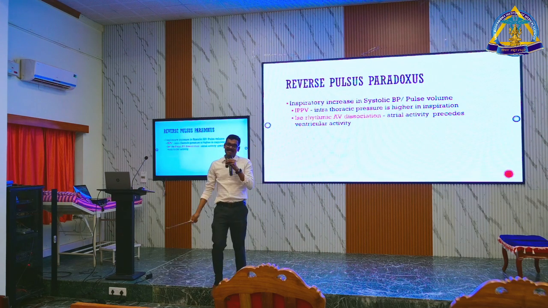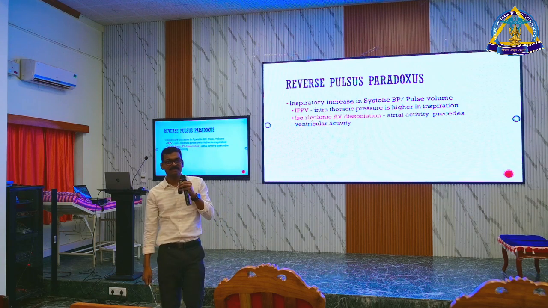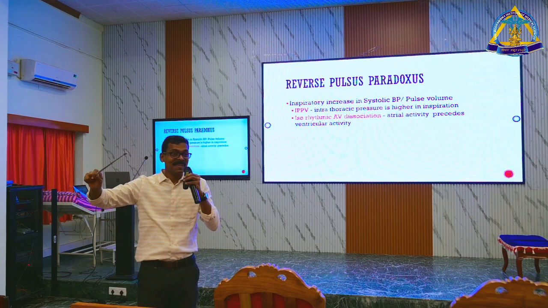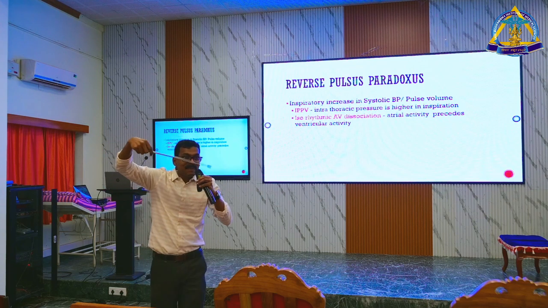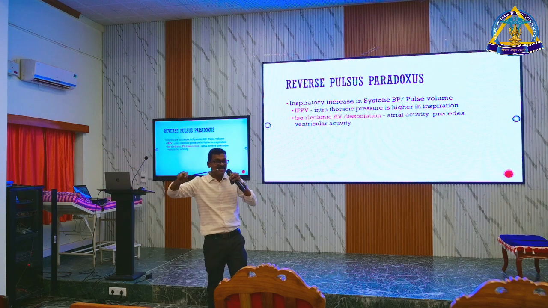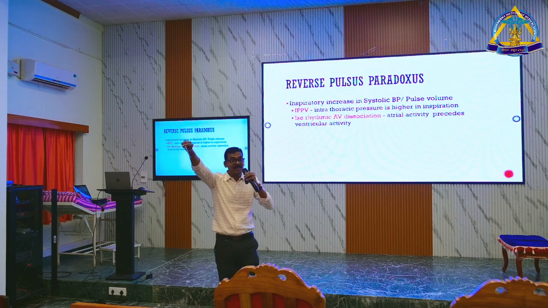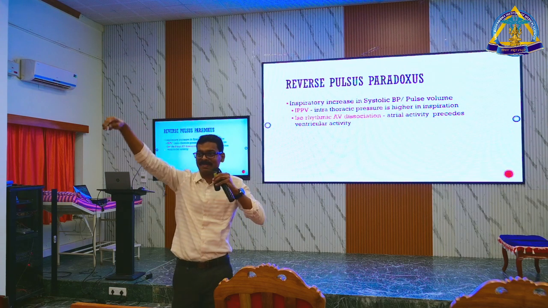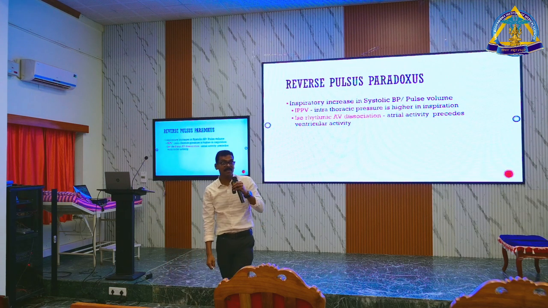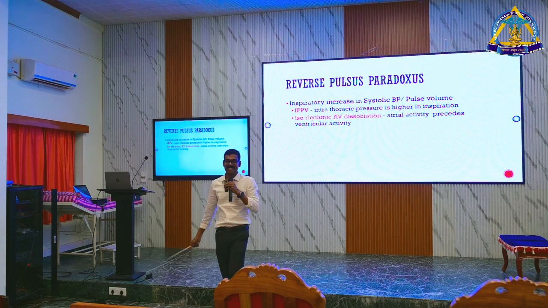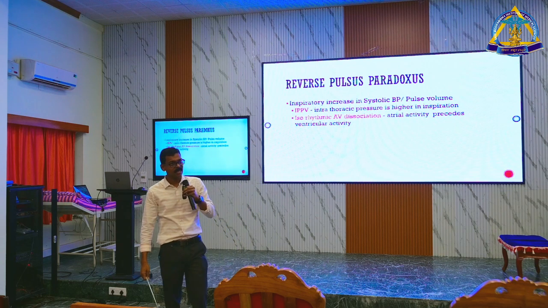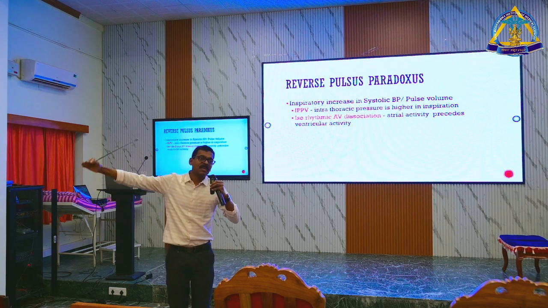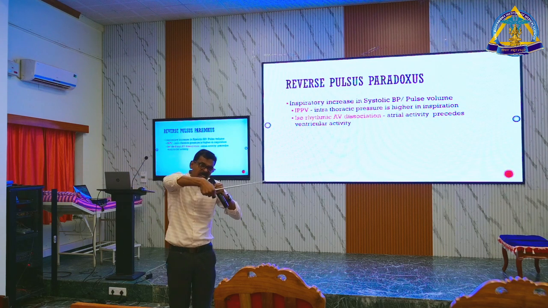Reverse. This is a PG level thing. If you have intermittent positive pressure ventilation, you give positive pressure from the ventilator. So instead of negative intrathoracic pressure during inspiration, what will happen? There is a positive intrathoracic pressure. That will cause an inspiratory increase in the pulse volume. You understood the mechanism? Our body produces negative intrathoracic pressure, but the ventilator pushes the air in with pressure.